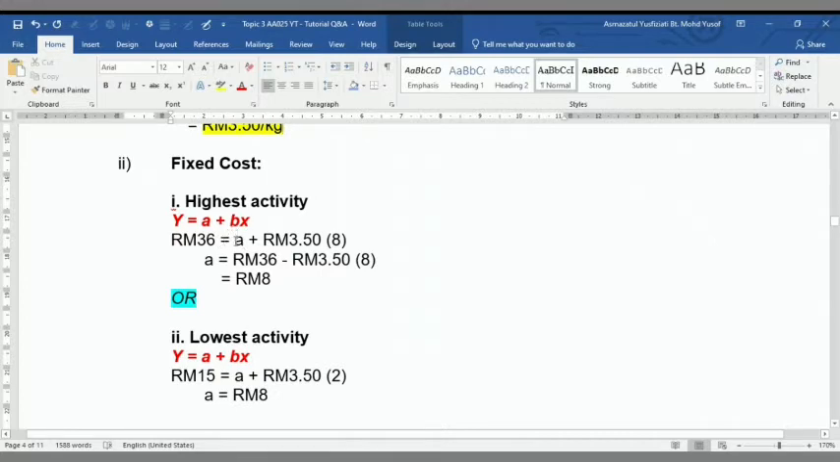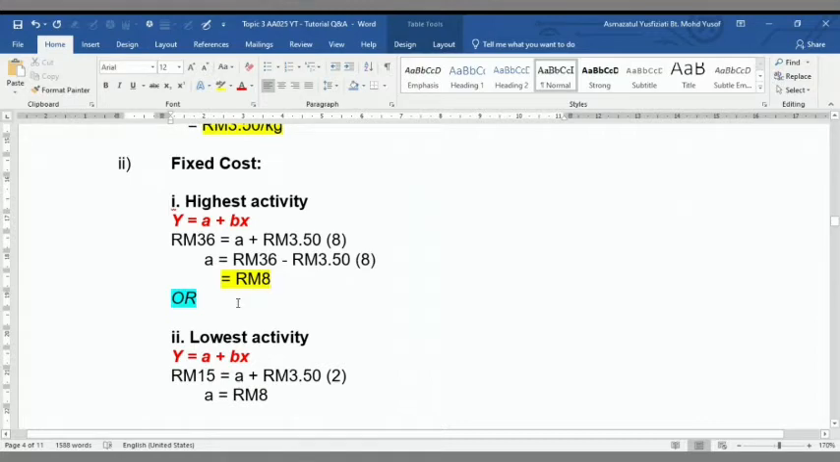So 36 equals A, we have to find out what A is, the fixed cost, plus B. B is the variable cost, 3 ringgit and 50 cent. And X is for the activity. The highest activity is 8 kg. Okay, so you solve the problem, then you get A equals 8 ringgit. So the fixed cost is 8 ringgit.